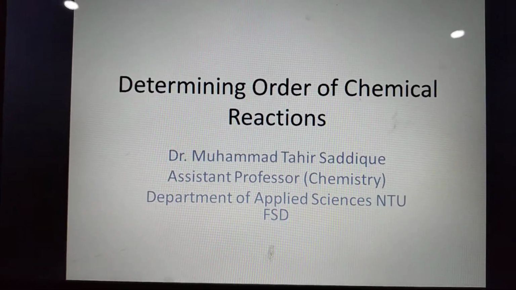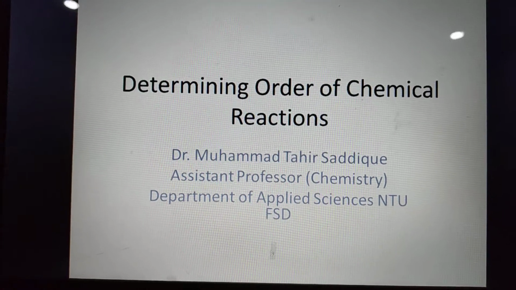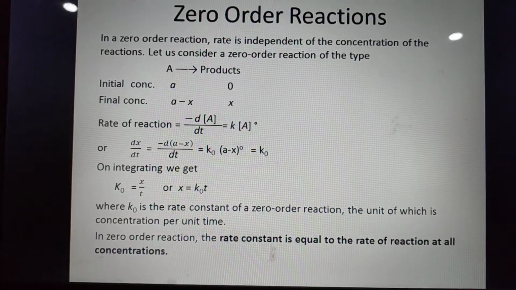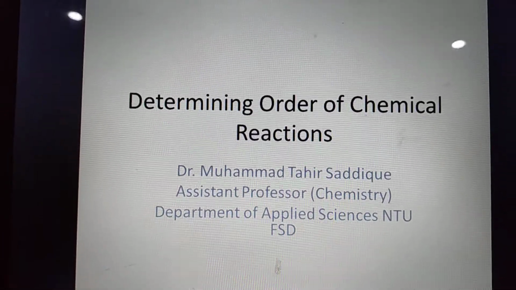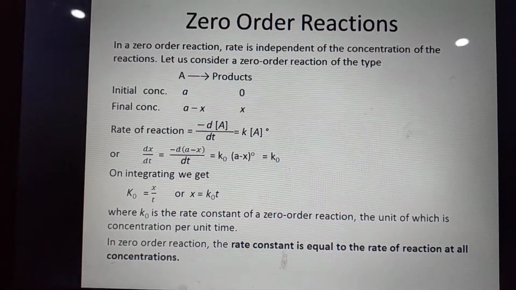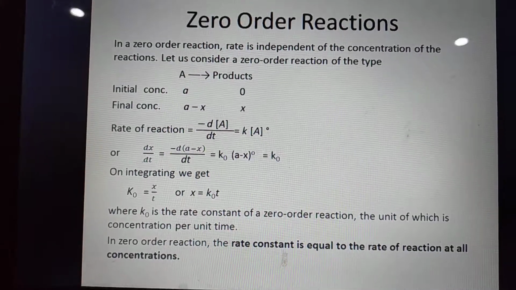Students, today's topic is determining the order of a chemical reaction. First of all, the order of a reaction is the sum of the powers of the concentrations present in the rate law. First we will talk about the zero order reaction. In a zero order reaction, the rate is independent of the concentration, as we discussed in the previous lecture.